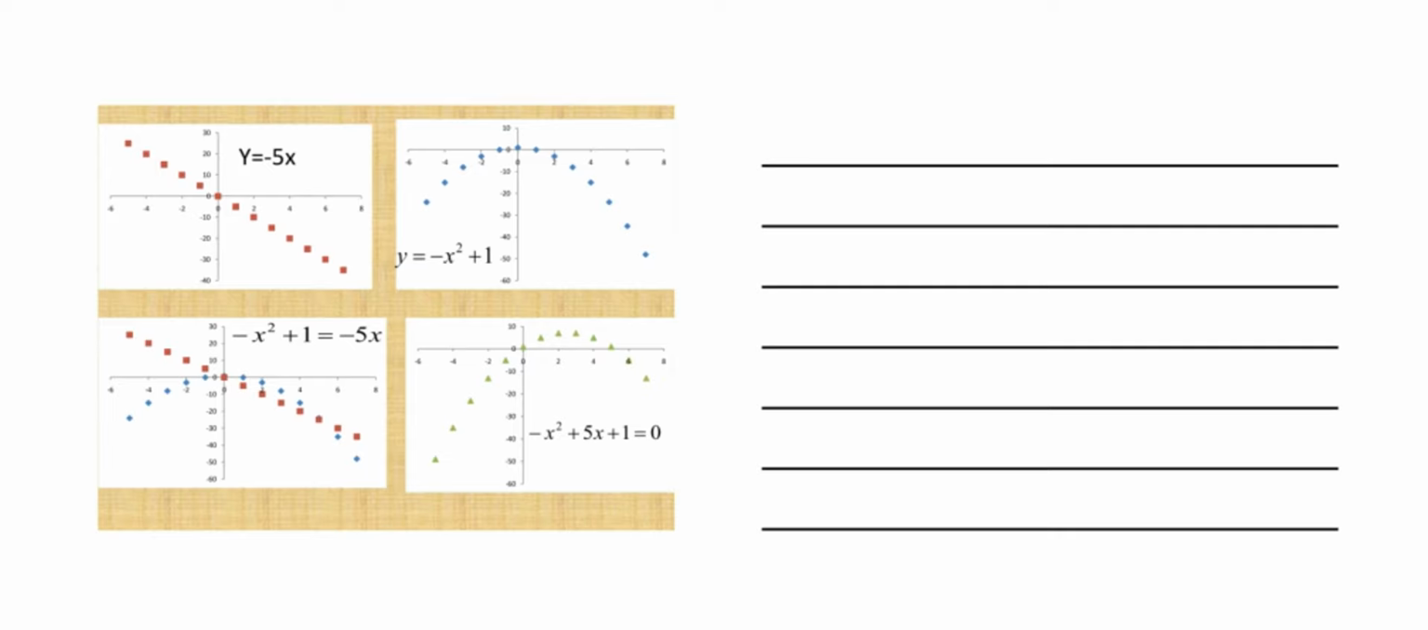If we graph them separately, that would be my top two graphs there: the top left with red dots and the top right with blue dots. Notice my equation, y equals negative 5x. That was originally the right side of my equation from the example. And my blue one on the top right, negative x squared plus 1, was originally the left side. So top left, linear equation; top right, parabola.